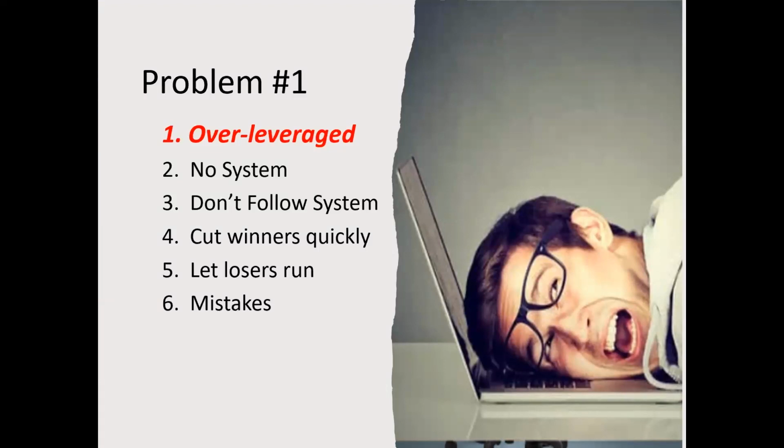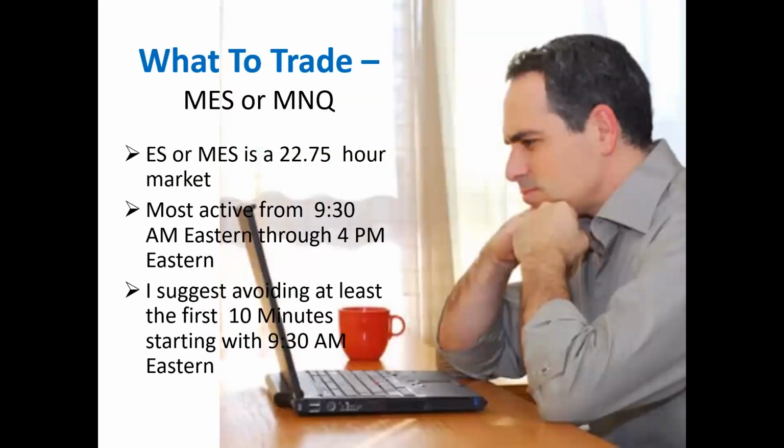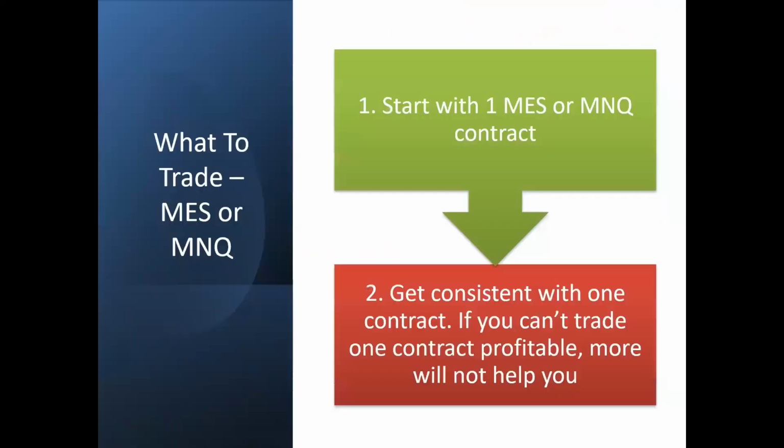Don't take on too much risk. One of the things you can do to help with that is use the micro futures, the MES or the MNQ, for the E-mini and NASDAQ. There are micro contracts for other things such as crude oil and some of the currency futures as well. So trade the micro futures. My recommendation is start with the micro futures. In fact, just start with one contract of the MES or MNQ and get consistent.